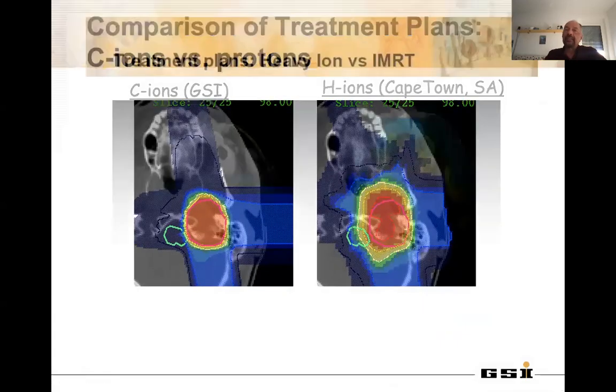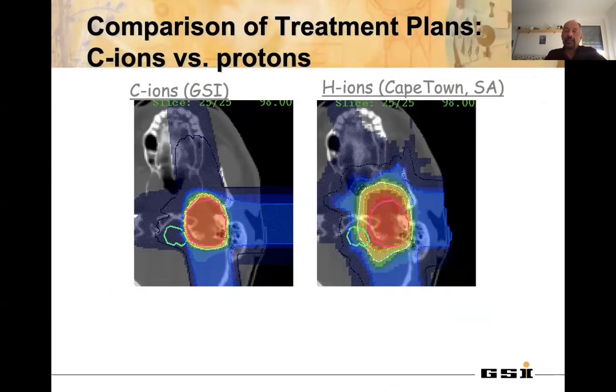And that's the difference between carbon ions and protons. This is the same tumor, but the difference here is the penumbra. You see, with protons, you have a much broader penumbra, with the result that the treatment plan with carbon ions will always be sharper than the treatment plan with protons.